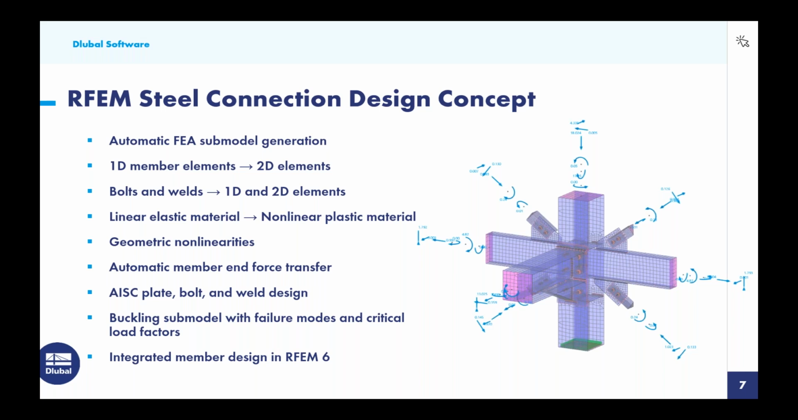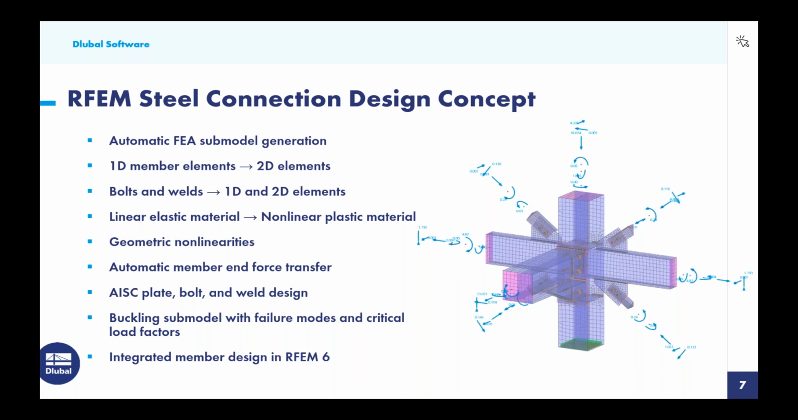Additionally, we'll see geometric nonlinearities applied automatically in the submodel. So for example, with two end plates, we should see those plates release in tension, but in compression forces, we'll see them bear upon one another. Again, we talked about automatic member end force transfer. So all of the load combinations, such as according to the AISC E7, are automatically brought into this submodel as member end forces, and will run through the separate calculations for each load combination.